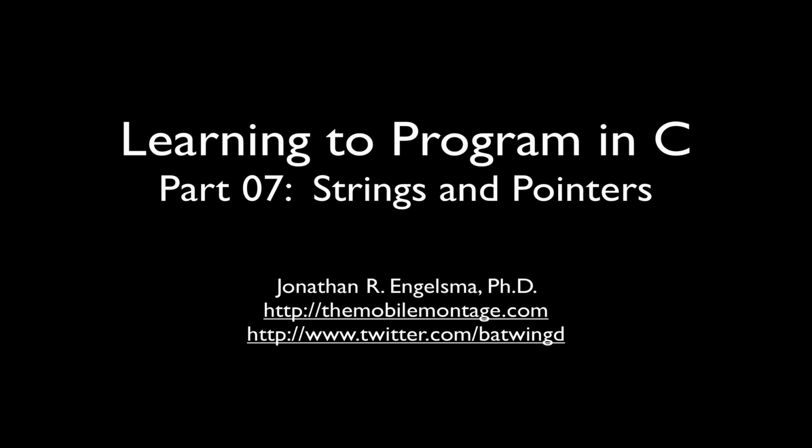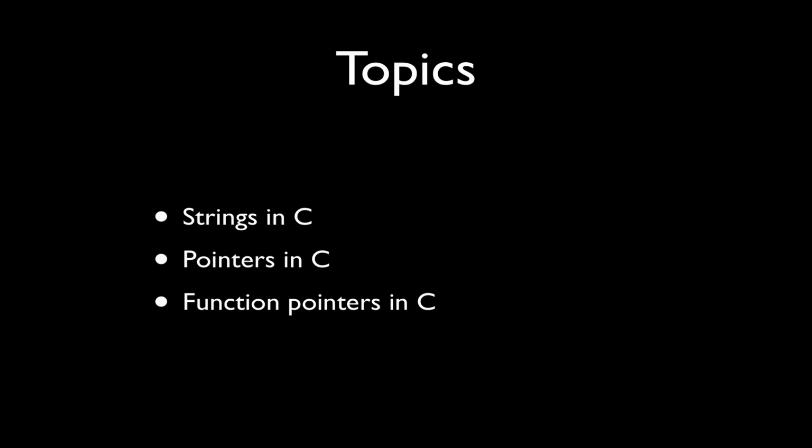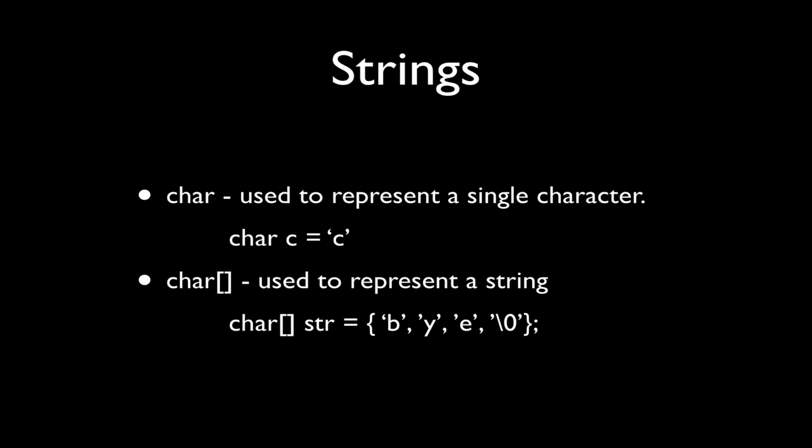This is part 7 in our tutorial on learning how to program in C. This lesson is on strings and pointers. First we'll look at strings in C, then we'll look at pointers in C, and we'll wrap up by looking specifically at function pointers in C. Let's talk about strings first.